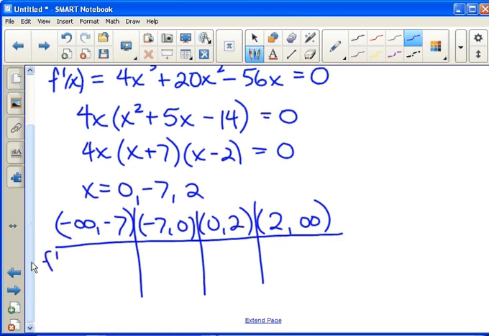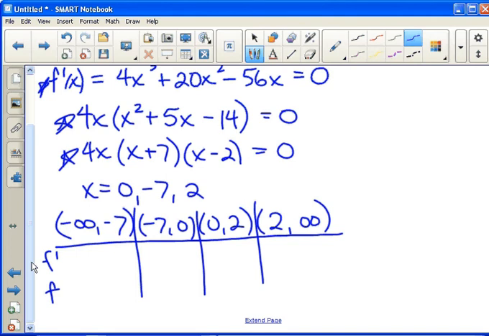You can plug your test points into any one of these three equations. They're all the derivative, they're just different forms of it. I'm going to use that very last one, the bottom one, because I find that easier to do in my head. So if I plug in negative 8, that gives me a negative, and a negative. So 3 negatives makes a negative.